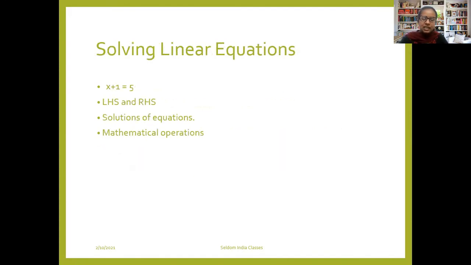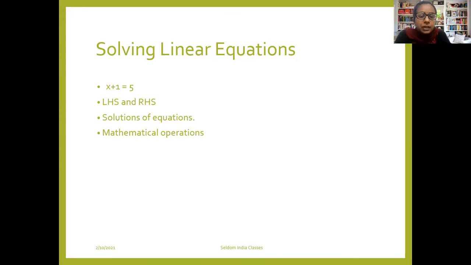Now, solving linear equations. In the equation x plus 1 equals 5, we have a left hand side, LHS, and the 5 is the right hand side, that is RHS. And this equation holds true for some values of x. When we solve the equation, we get some values of x for which the equation is true. These are called the solutions of the equation. How will we find the solutions of an equation?